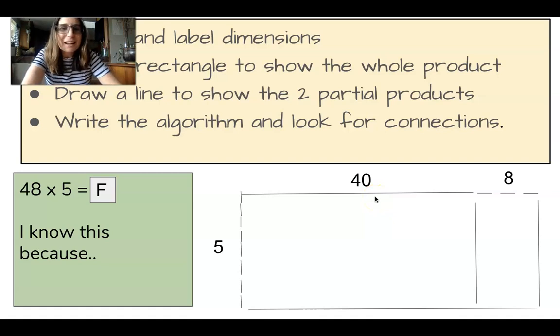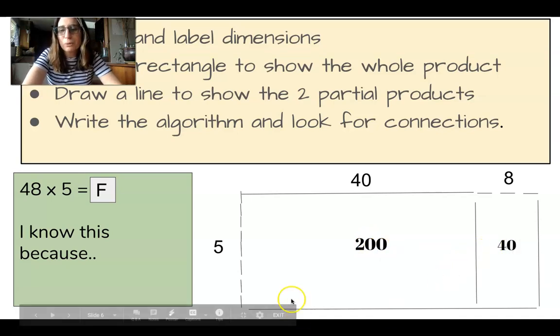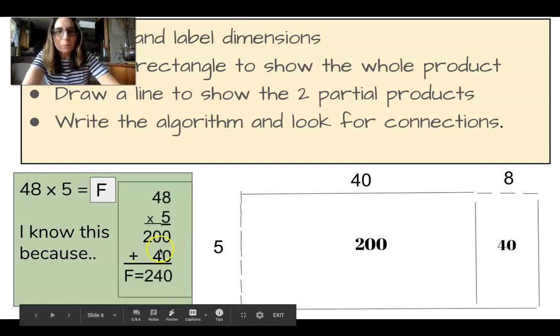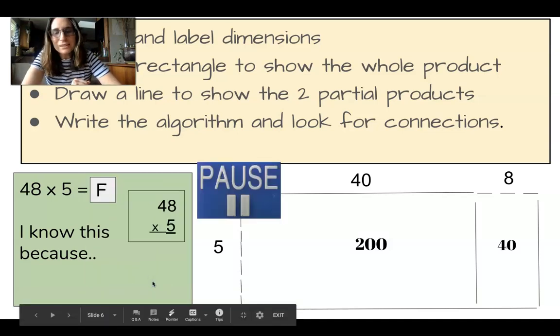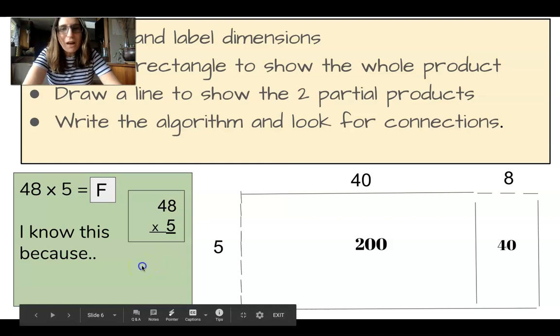And then we're going to write the products inside of the array, so 5 times 40 being 200, because 5 times 4 is 20, times 10 is 200, and 8 times 5 is 40. So if we were to look at this partial products algorithm, we know that 200 plus 40 is a total of 240 fingers. So we know that, but we're not going to stop there today. We're going to do 48 times 5. I want you to pause it and work this problem out first before I show you my steps for solving this. Now let's look at this 8 times 5 first.